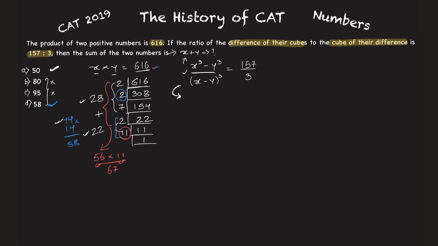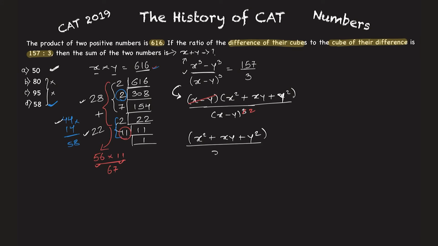So this is a cube minus b cube. I'll write this as a minus b into a square plus ab plus b square. Then I'll write this as x minus y the whole cube. What is happening now? This gets cancelled, this gets cancelled. I am left with 2 here. Finally, what do I get? I get x square plus xy plus y square, sorry, this is y square upon x minus y the whole square. This is what I get here.